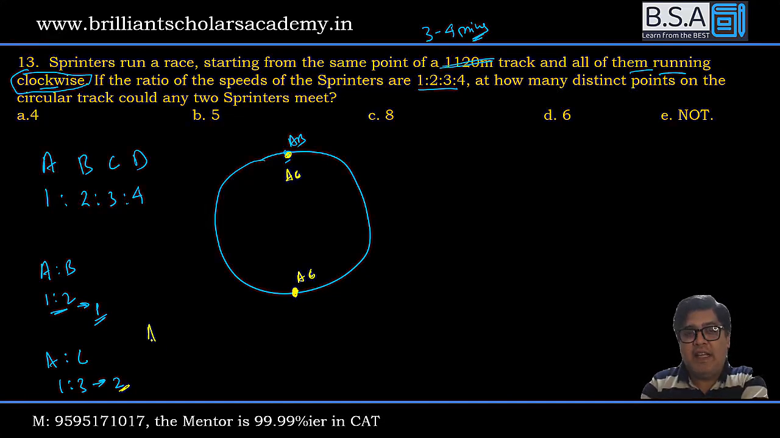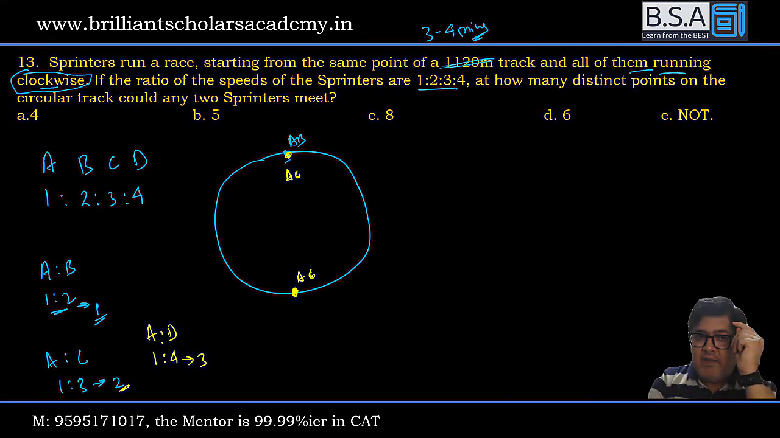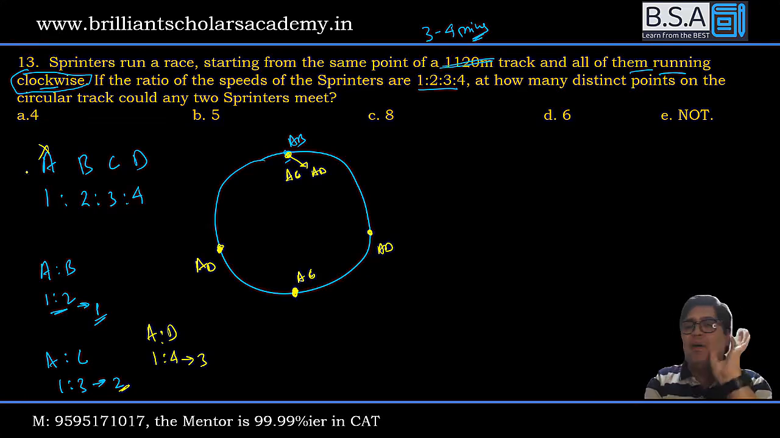If I look at A and D, the speed ratio is 1 and 4, the gap is 3. They will meet at 3 points. So this point will always be there for AD. Now two equally spaced points will be these. So I've taken care of everything about A: the pairs AB, AC, AD.